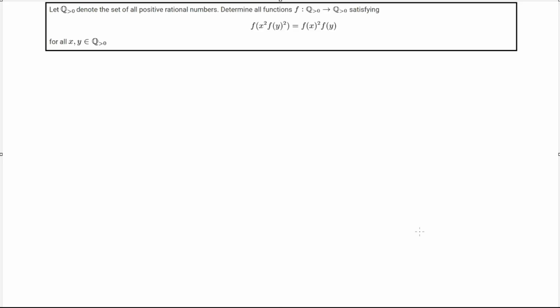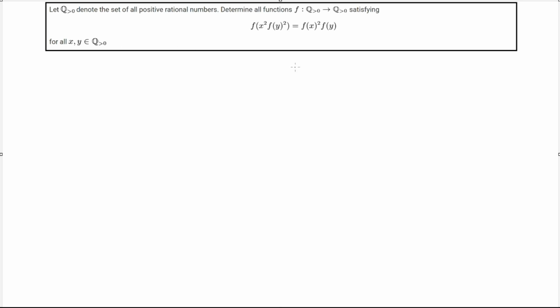Today we are back with 2018 IMO shortlist problem A1, which is a nice functional equation from the 2018 shortlist. So the problem is shown on screen. We want to determine all functions f from the positive rational numbers to itself, satisfying the relation shown on screen for all x and y in the positive rational numbers.